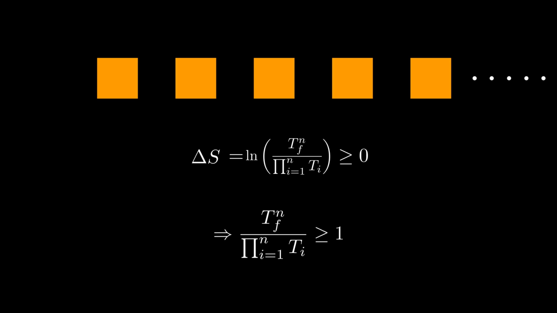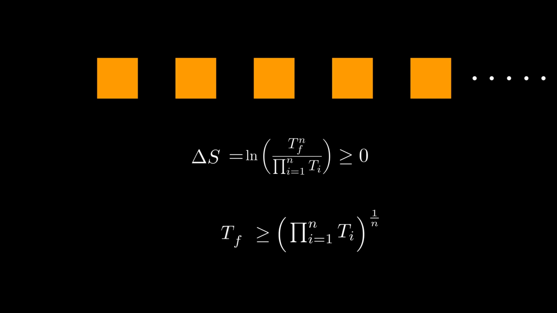We're almost there. Rearranging and then taking the nth root gives this. If we now plug in the result found earlier for Tf in the double-daggered equation, we end up with the AM-GM inequality. So not only does the second law of thermodynamics determine the arrow of time, it also proves this amazing result about averages.